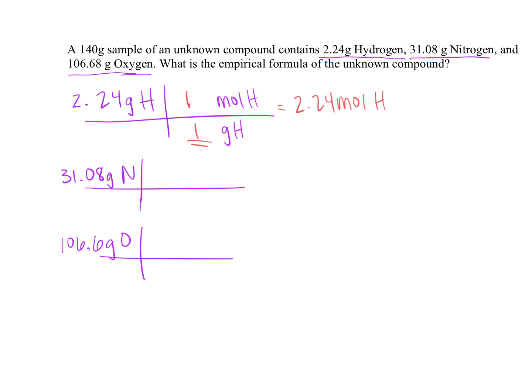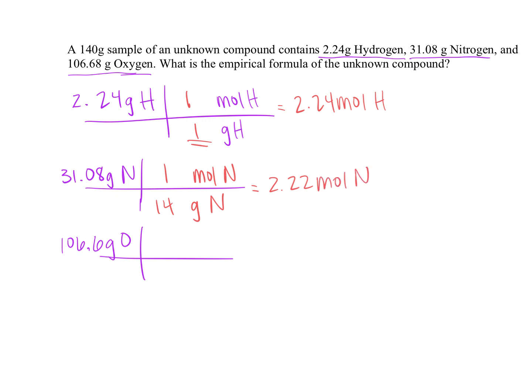Okay, moving on to nitrogen. We're going to get rid of grams of nitrogen, right? It comes down diagonally. So grams of nitrogen to moles of nitrogen. Moles always gets the 1. And then with nitrogen is going to be its molar mass, which is 14. Okay, so let's go ahead and run the math out on that one as well. 31.08 divided by 14 gives me about 2.22 moles of nitrogen.